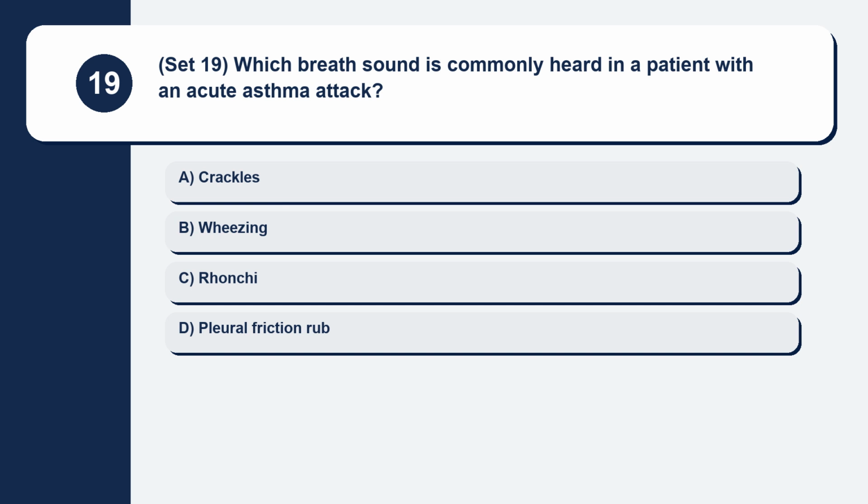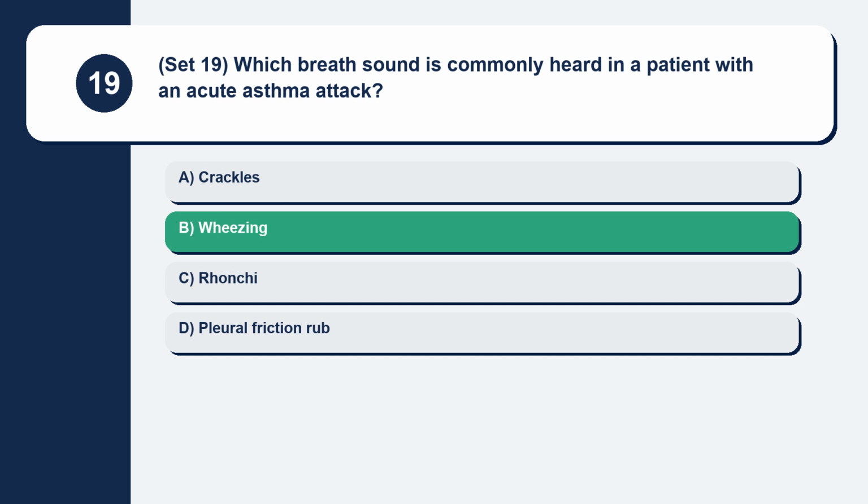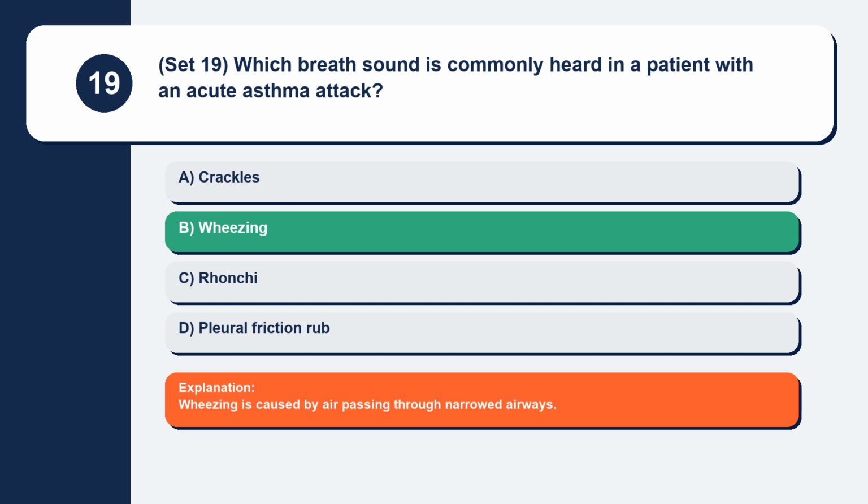Question 19. Set 19. Which breath sound is commonly heard in a patient with an acute asthma attack? Crackles, wheezing, rhonchi, pleural friction rub. Wheezing is caused by air passing through narrowed airways.